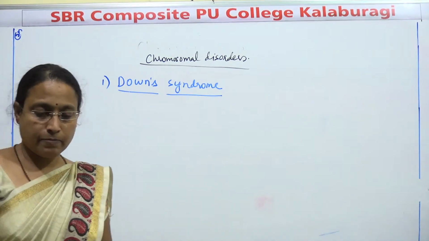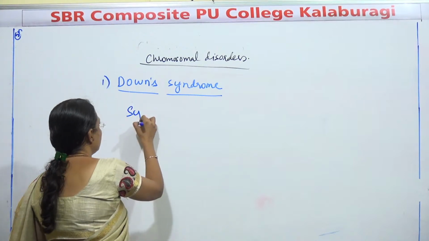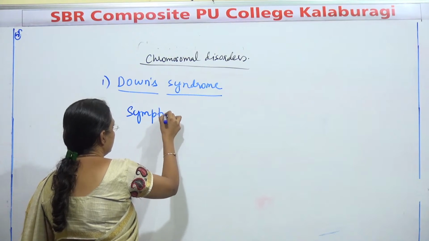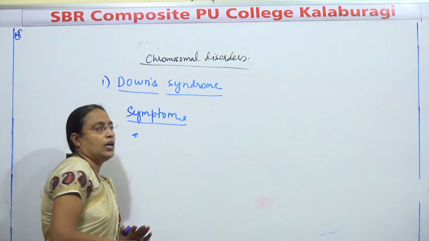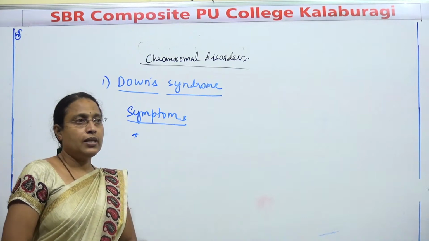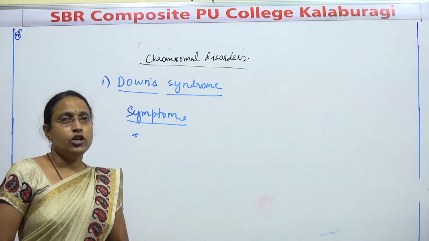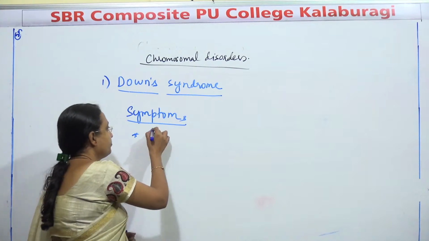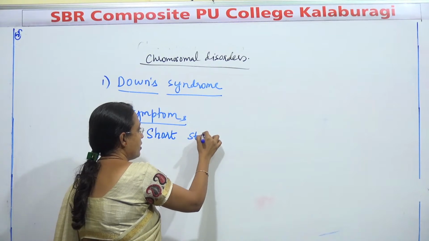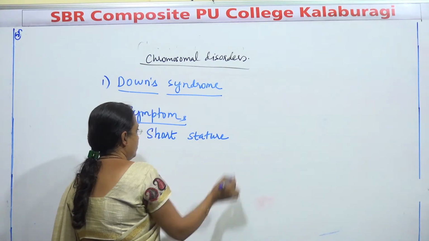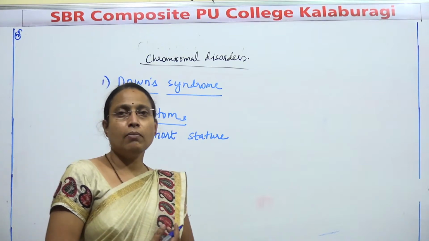Now next is symptoms of Down syndrome. The first symptom is short stature. People who are suffering with Down syndrome will be shorter in height. Short stature. The face is round, so it's called a moon face.